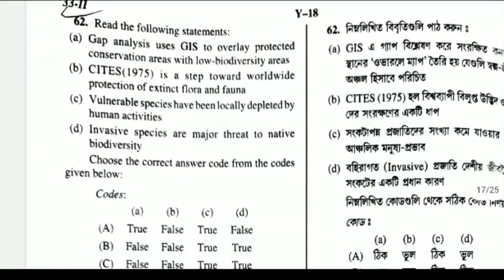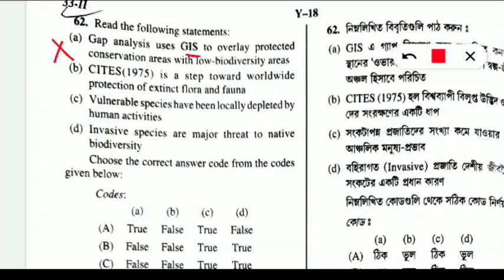Question 62 is: read the following statements and then select which of these statements are true and which are false. The first statement is: gap analysis uses GIS to overlay protected conservation areas with low biodiversity areas. I will tell you it is completely wrong, because gap analysis doesn't use the overlay method. Overlay analysis uses GIS to overlay the conservation areas with low biodiversity areas. So the first statement is wrong.